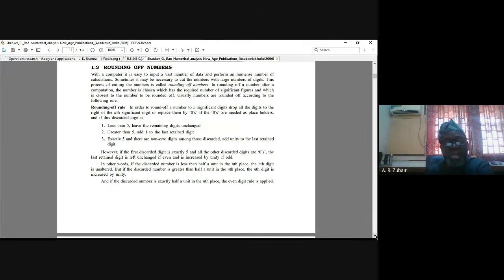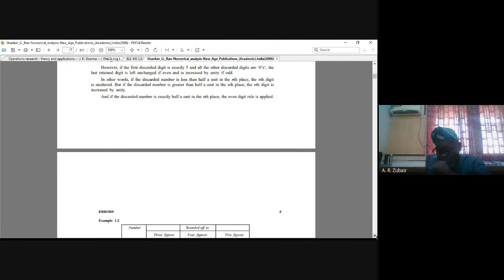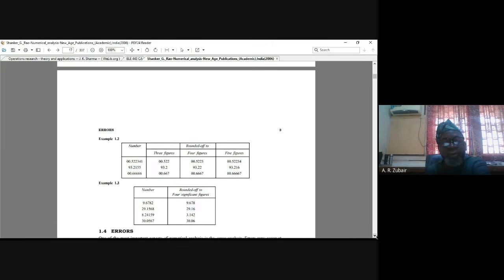Rounding off numbers. In order to round a number to n significant digits, drop all the digits to the right of the nth significant digit, or replace them by zeros if the zeros are needed as placeholders. If this discarded digit is less than 5, leave the remaining digits unchanged. Greater than 5, add 1 to the last retained digit. You will be reading line by line, where I will only scan.